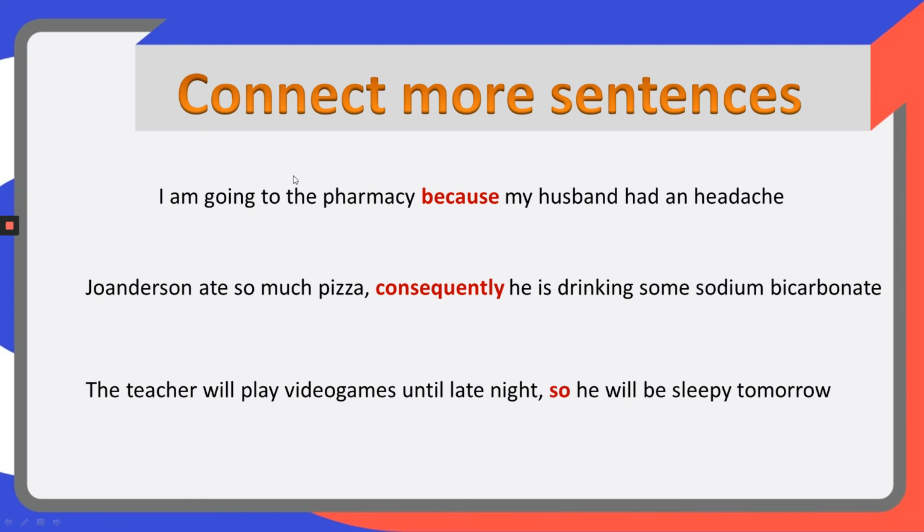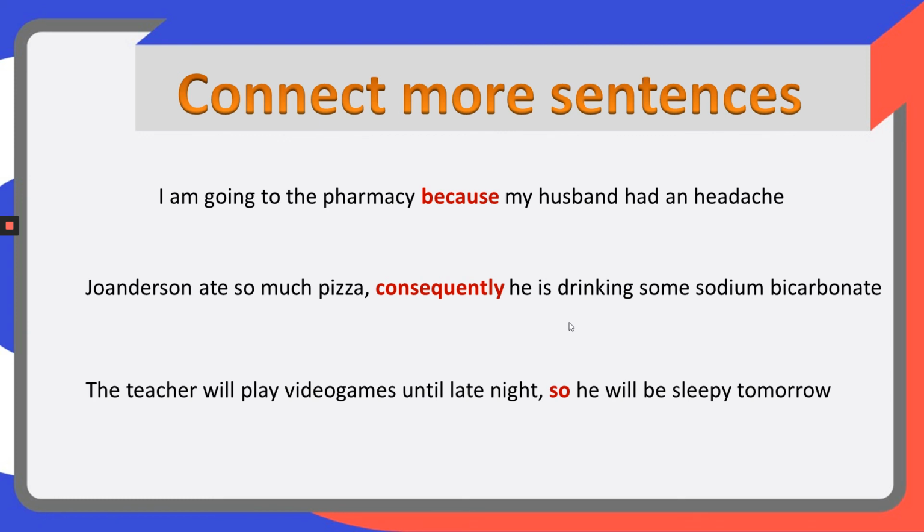So see, if you know the vocabulary, if you know how to use the verb tenses, and you know how to use the connector, you will start speaking English super fast. It's so simple. It's the same idea. Remember the class about the word order? I, Joe Anderson, the teacher: subject. Going to, ate, will play: verb. Pharmacy, much pizza, video games: object. So see, we're following the same idea of the word order.